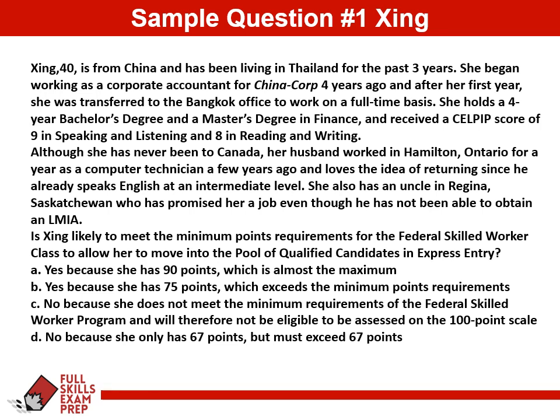So we have A, yes, because she has 90 points, which is almost the maximum. For B, we have yes, because she has 75 points, which exceeds the minimum points requirements. We have C, no, because she does not meet the minimum requirements of the Federal Skilled Worker Program and will therefore not be eligible to be assessed on the 100-point scale. And we have D, no, because she only has 67 points, but must exceed 67 points.